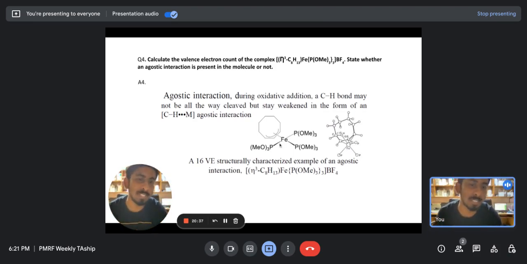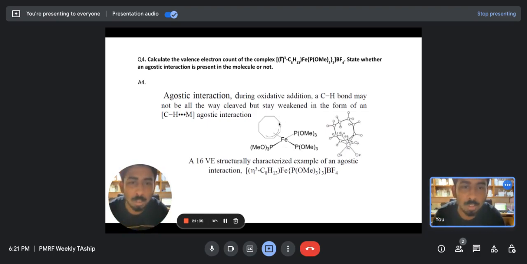So 6 electrons from here. And from here, as I have already told you, this eta 3 allyl is a 4 electron donor. One is from the alkene group, the other is from the negative charge. So 6 plus 4 is 10, and we have 3 PMe3 groups. All the PMe3 groups are 2 electron donors, so total 6. So we have 10 plus 6 is 16. So this is a 16 electron species.